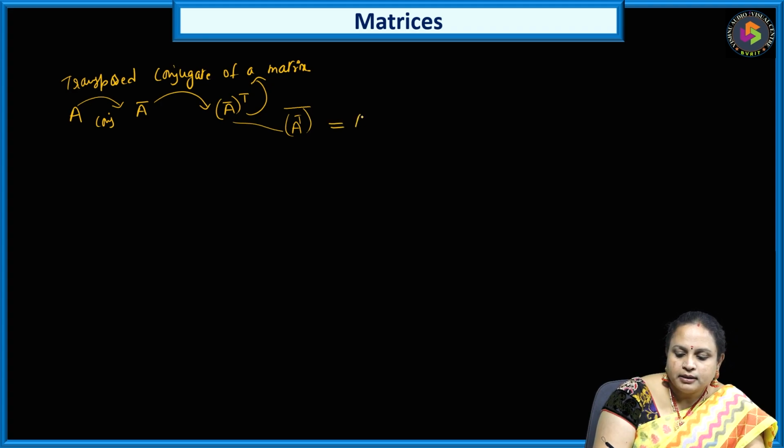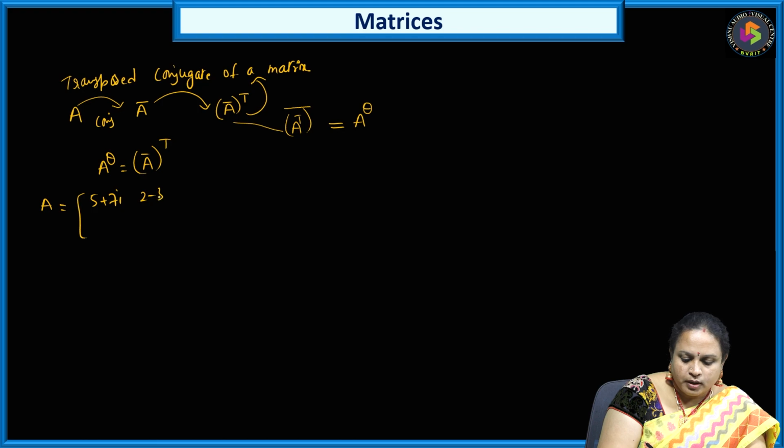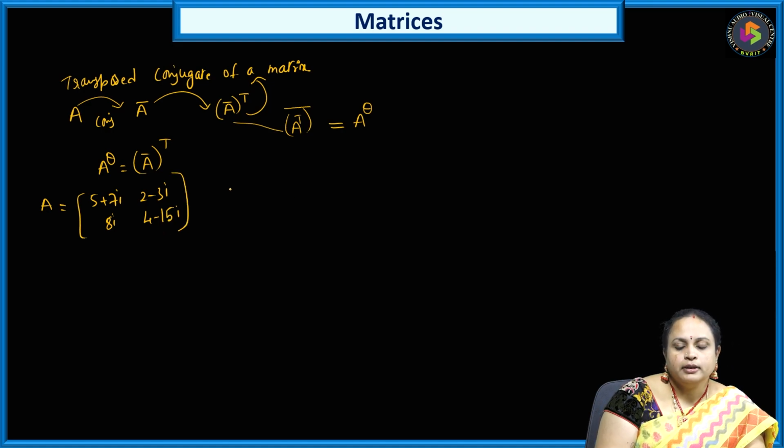And this is represented as A power theta. So, what is A power theta? A bar whole transpose. Suppose you have a matrix A: 5 plus 7i, 2 minus 3i, 8i, 4 minus 15i. Suppose this is a matrix, then A power theta will be A bar whole transpose.